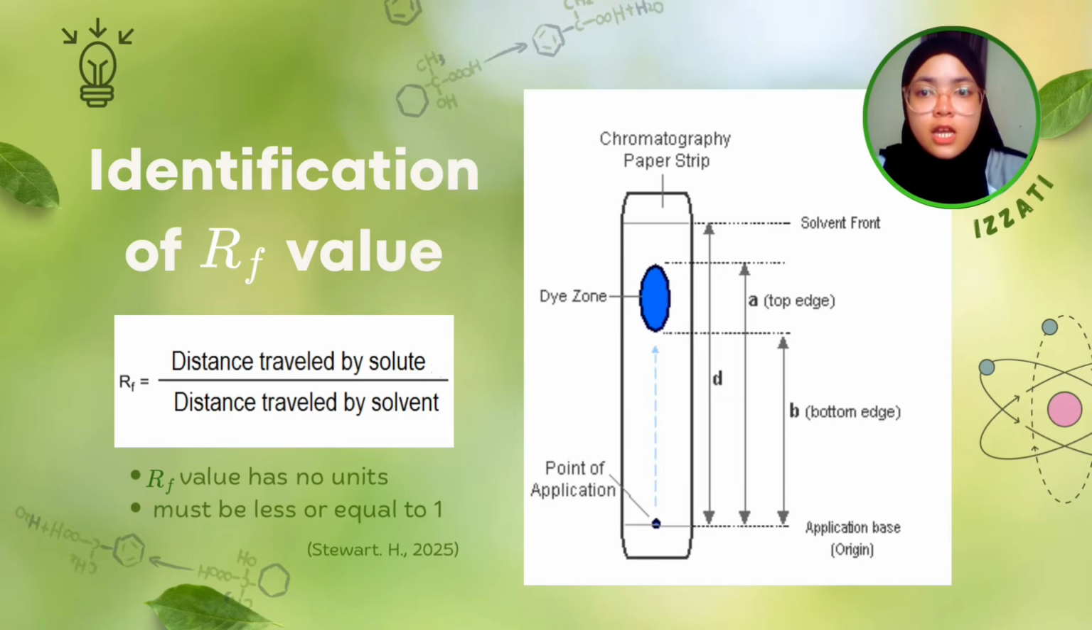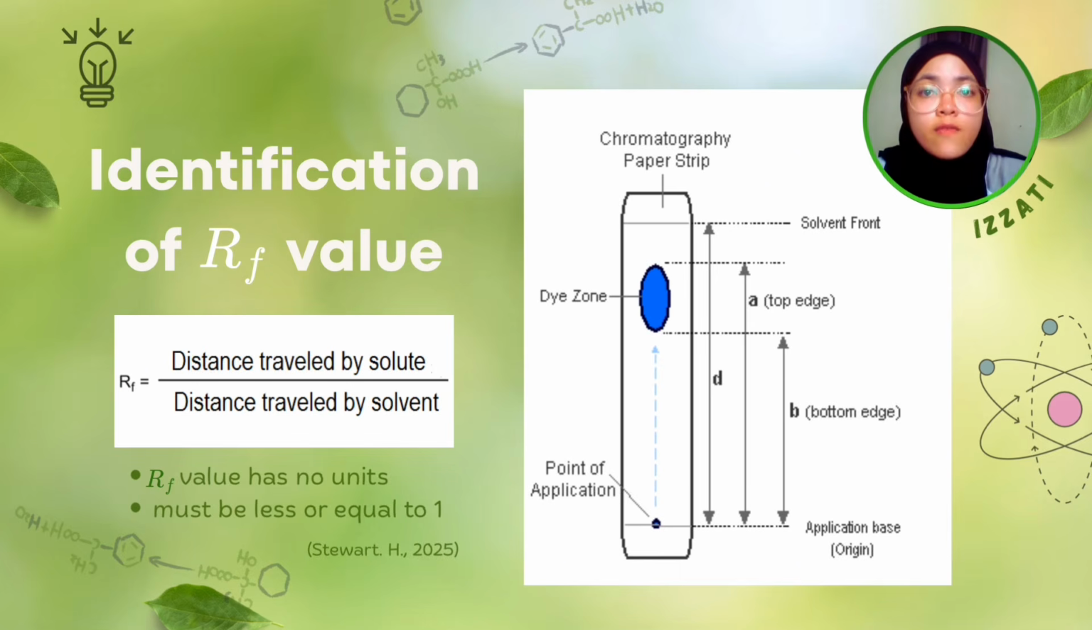For your information, to identify and separate these individual spinach pigments, we use paper chromatography and calculate the RF value, or retention factor. As cited by Stuart Hurd, the formula is simple, which is: RF value equals distance traveled by solute divided by distance traveled by solvent.